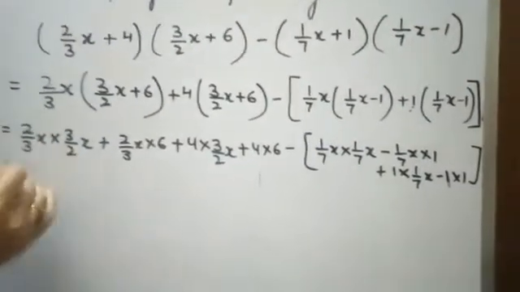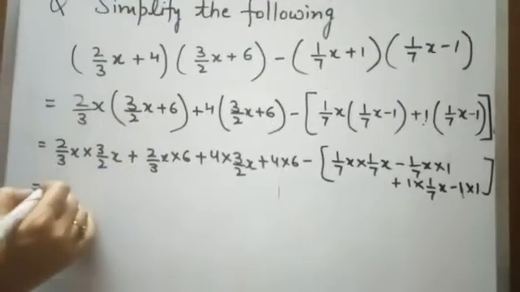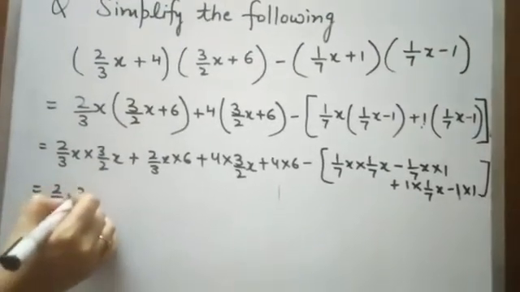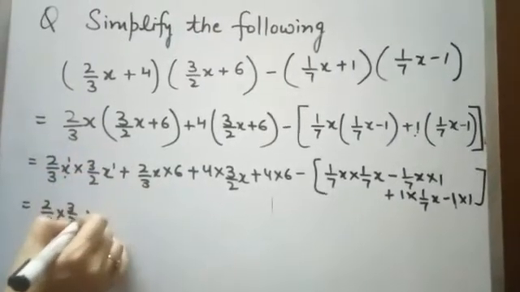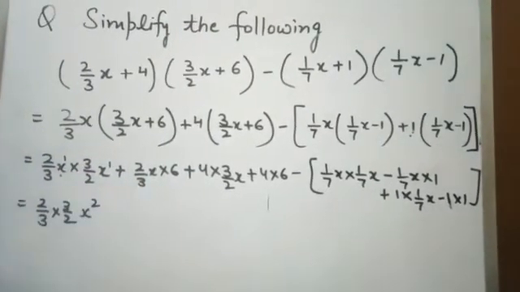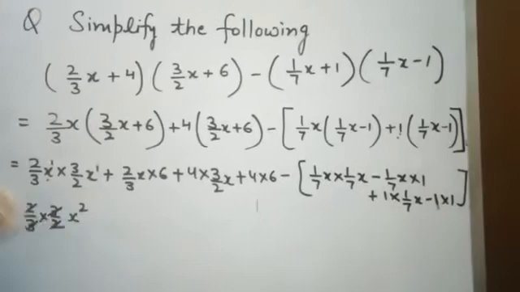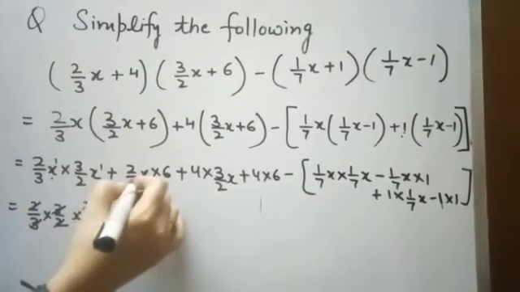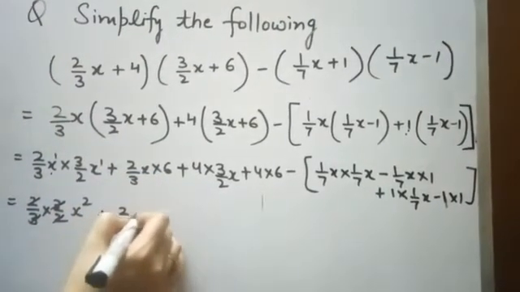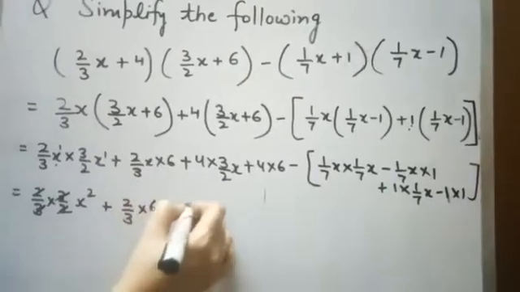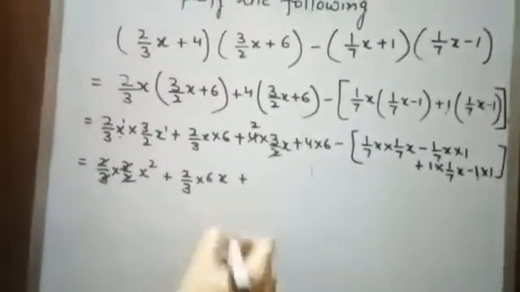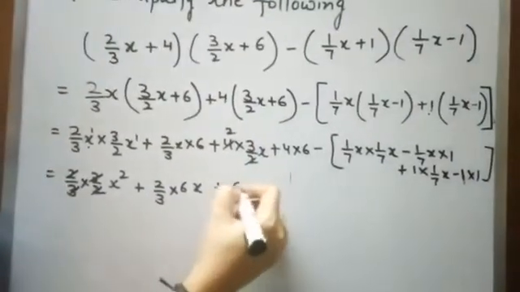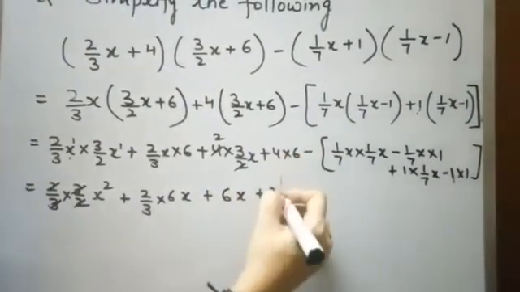Now we have to multiply the numbers separately. x raised to power 1 into x raised to power 1. The bases are same, so we are going to add the powers. 3 cancelled with 3, 2 with 2. Now 2 by 3 into 6, x is alone. 4 into 3 by 2, you can cancel it over here also, otherwise you can do it later. 6x plus 4 6s are 24.